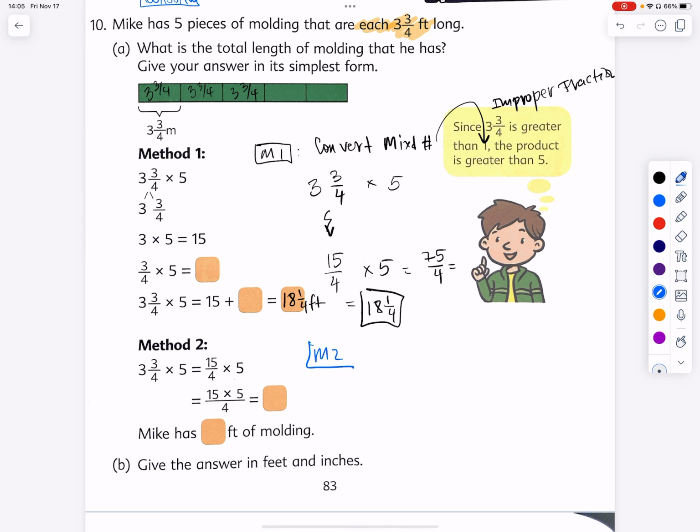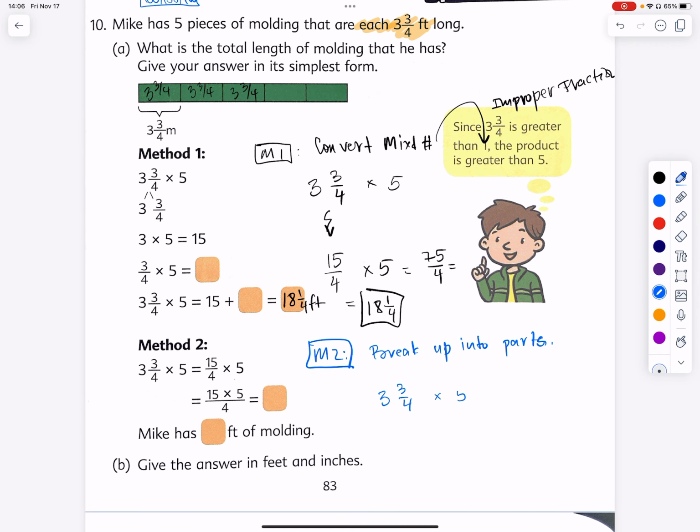Method 2, I would call it break up the number. Break up into parts, right? And multiply part by part. We've done this when we do mental math of whole numbers. So method 2, by the way, is right above. So I'm going to keep writing the original equation, 3 3/4 multiplied times 5.